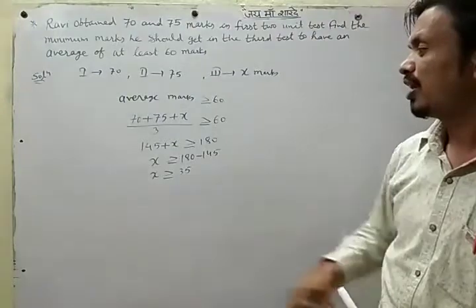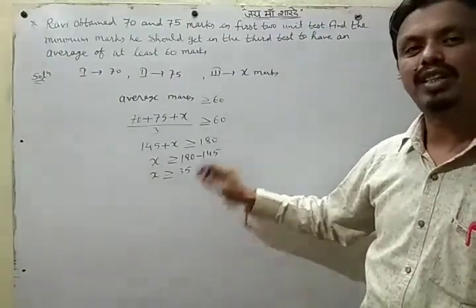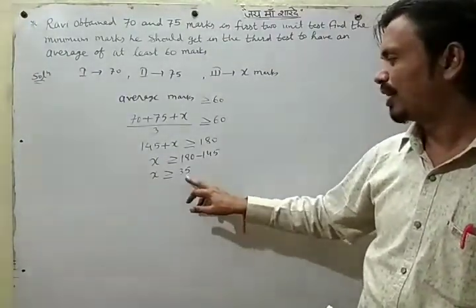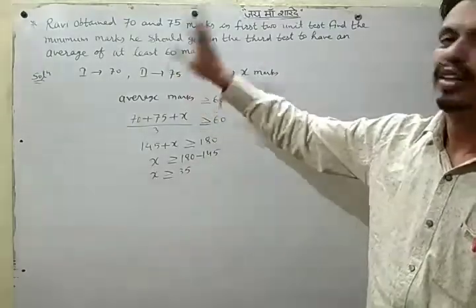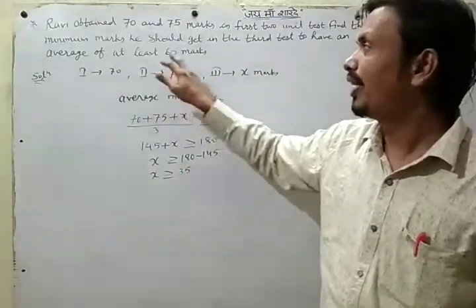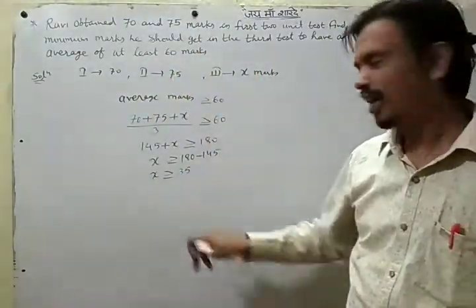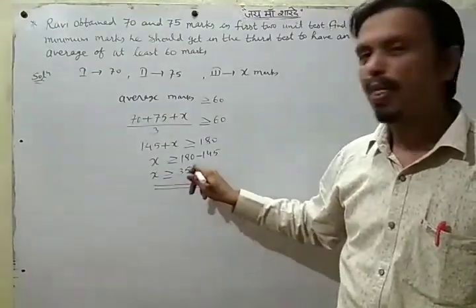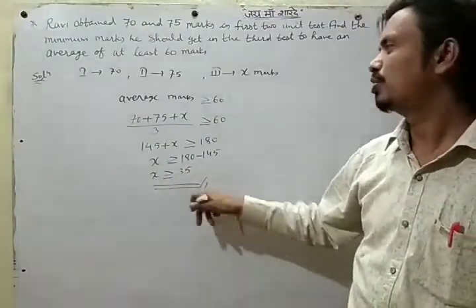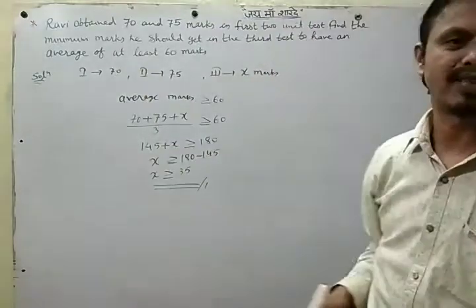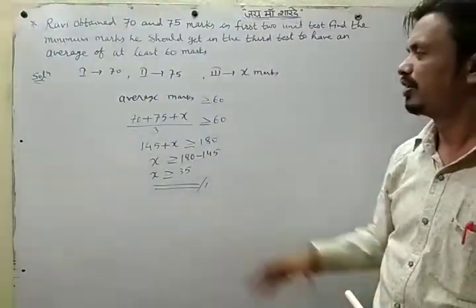So Ravi should get minimum 35 marks. At least 35 marks if he gets, then his average marks will be at least 60. So he should get 35 or more than 35 marks to get an average of 60 marks. Okay? Note down.